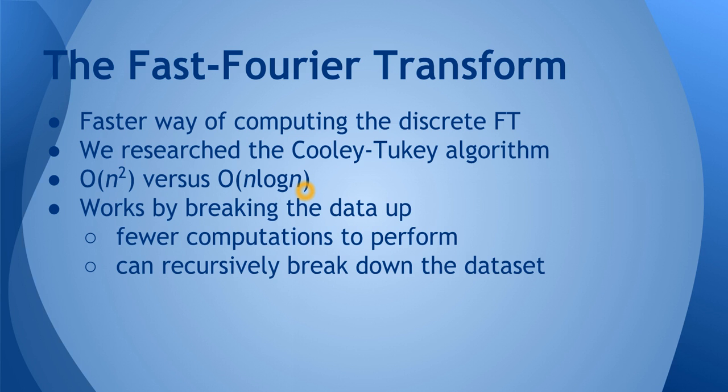The traditional discrete Fourier transform requires n² computations, whereas the Cooley-Tukey algorithm requires n log n computations, where n is the number of elements you have in your data set. And this works by breaking the data set up recursively, so there are fewer computations to perform. And by recursively breaking down the data set, you can asymptotically approach the n log n barrier.